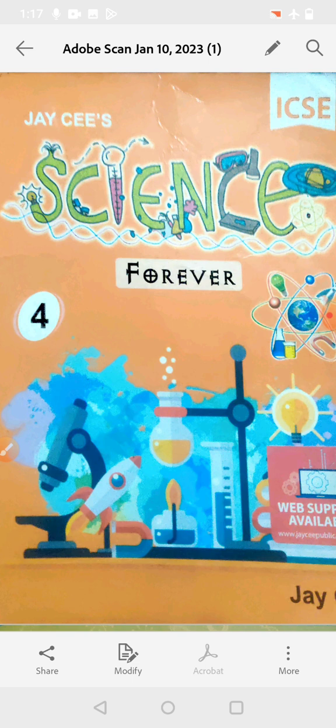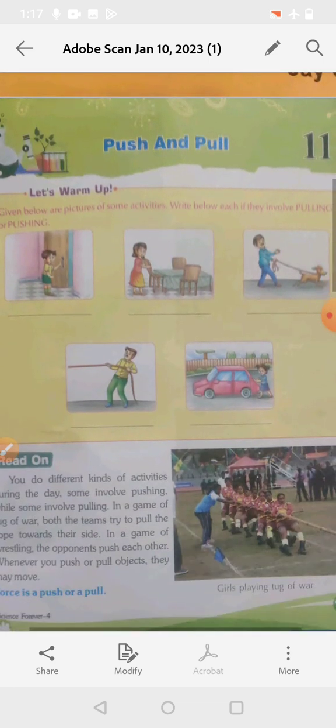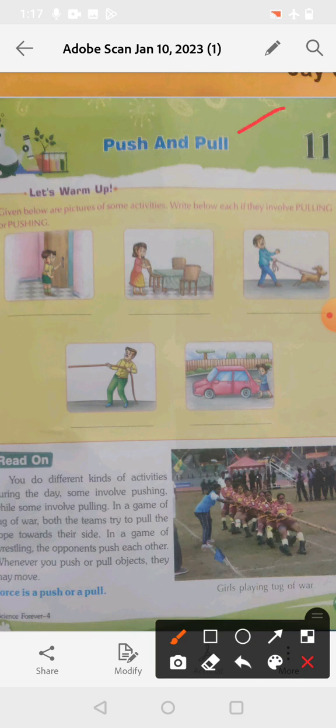In school, till chapter number 10 we have completed. Now today I'm going to start with chapter number 11. Okay, it is on page number 85. And the name of the lesson is push and pull. Okay, so first of all, we'll start with these two words, push and pull.